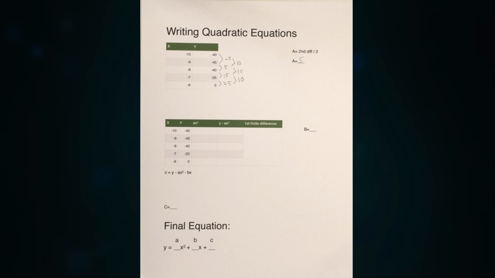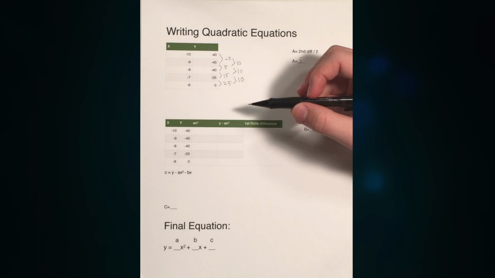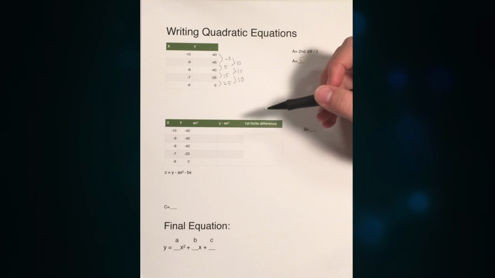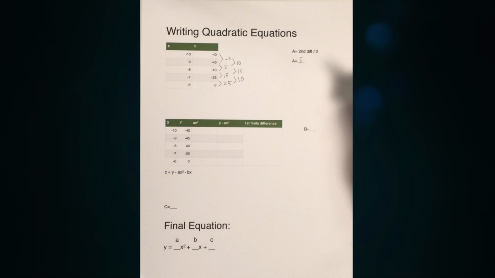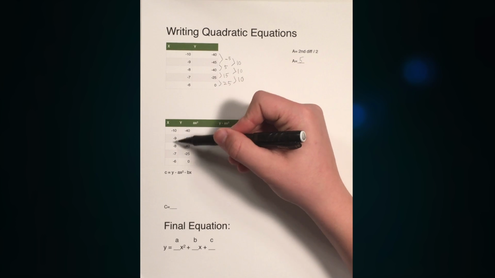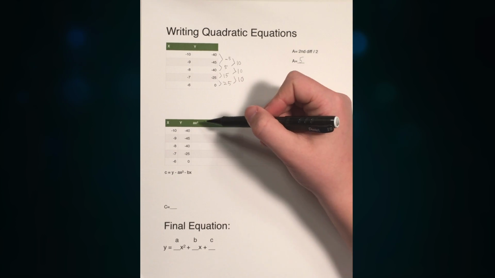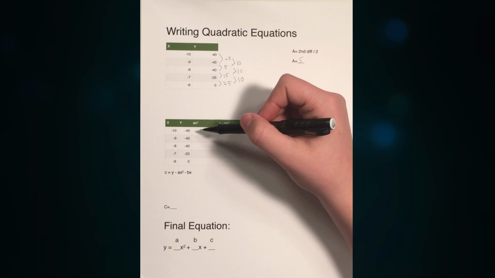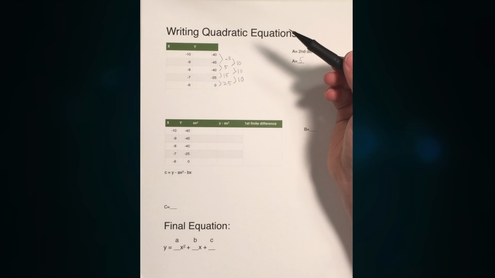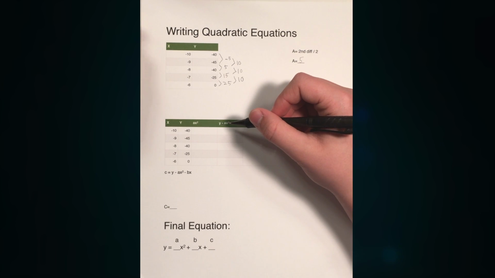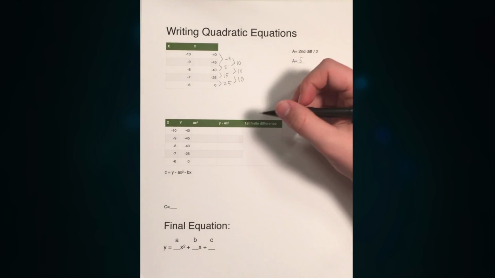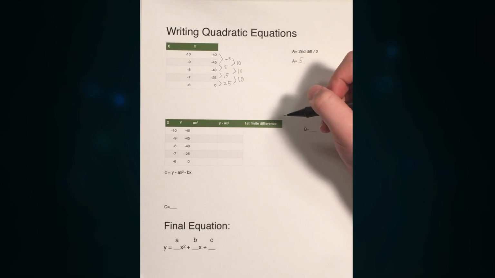So, some problems you'll be given will not already have a table like this one, but you always can feel free to make this table as it can help you with your work. So here again, we have the x values, the y values, and the quadratic portion of your equation. And here you have y minus the quadratic portion, which is the linear portion. And then you have your first finite difference.